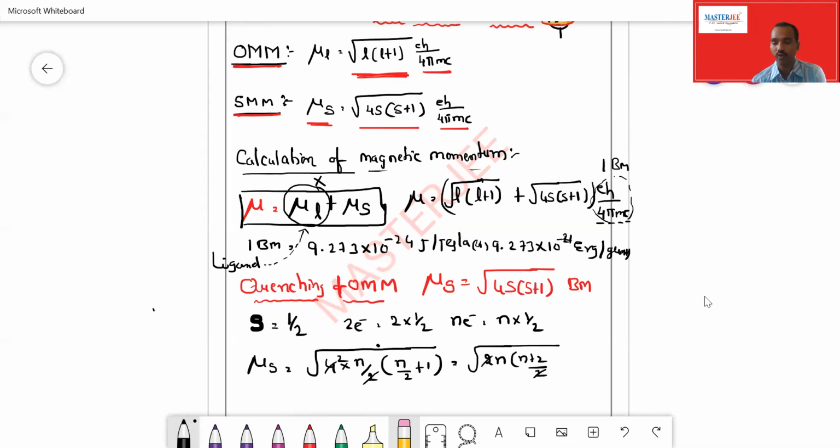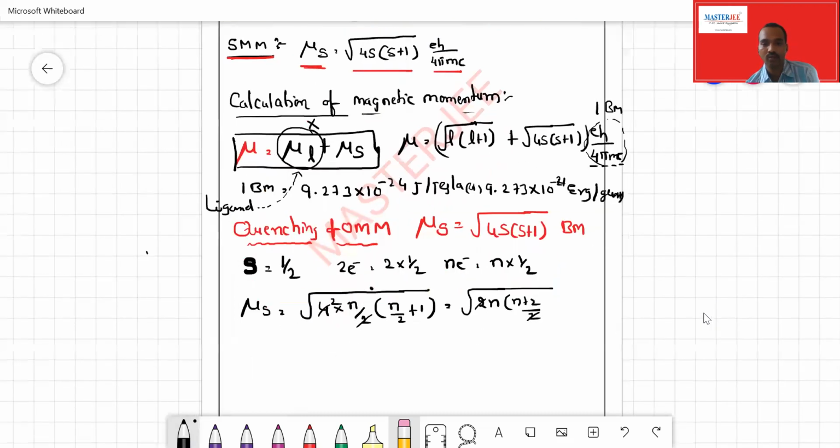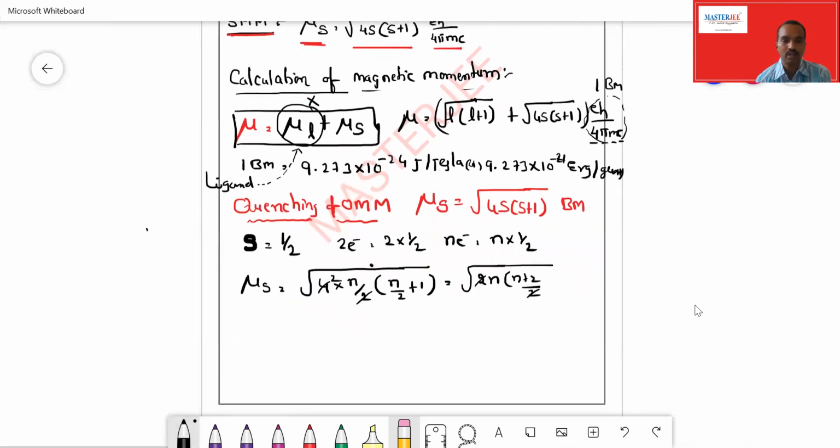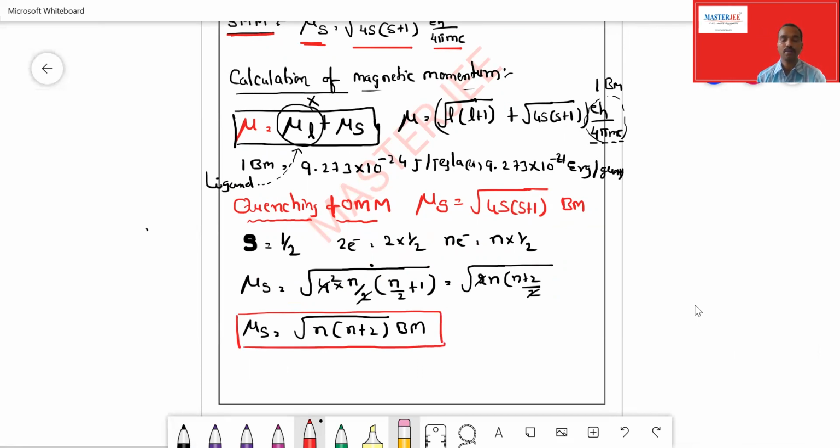So finally, how can you express this mu s value? We can write that mu s is equal to root over n into n plus 2 Bohr magneton. This is a very, very important formula. In order to find the magnetic momentum of any complex compound, we have to use this formula: spin only magnetic momentum is root over n into n plus 2 Bohr magneton.